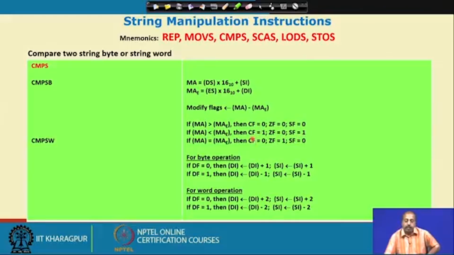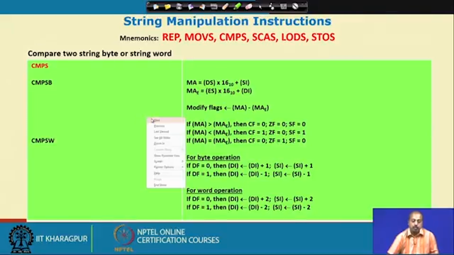So, this way we have got different flag settings, and then for the byte operation the DI values will be updated by 1, and for the word operation they are updated by 2, depending upon the DF bit. This updation may be an addition or a subtraction. If DF equal to 0, the DI and SI values may be incremented, and if DF equal to 1, then the DI and SI values may be decremented. So, this way we can compare between string bytes or string words.